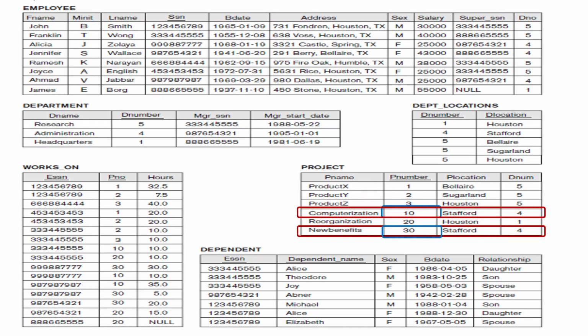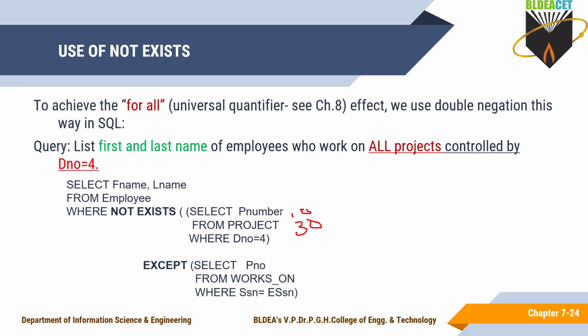So from works on, where SSN equals ESSN, you have to check from the employee and the works on. So I'll select the first SSN where it is equal to ESSN here. Then it extracts those project numbers, 1 and 2. So now this is the first inner query. One by one, it selects tuples.